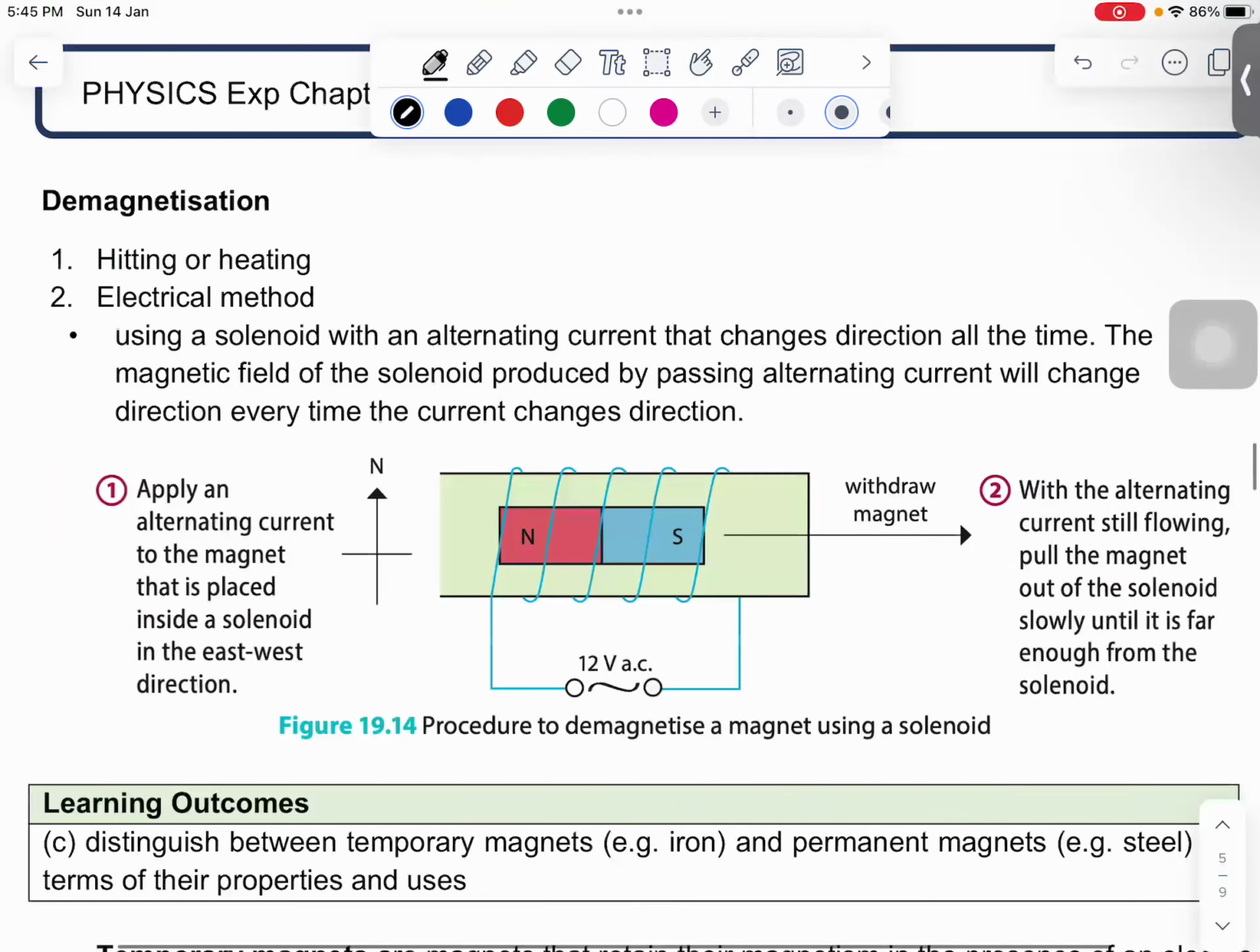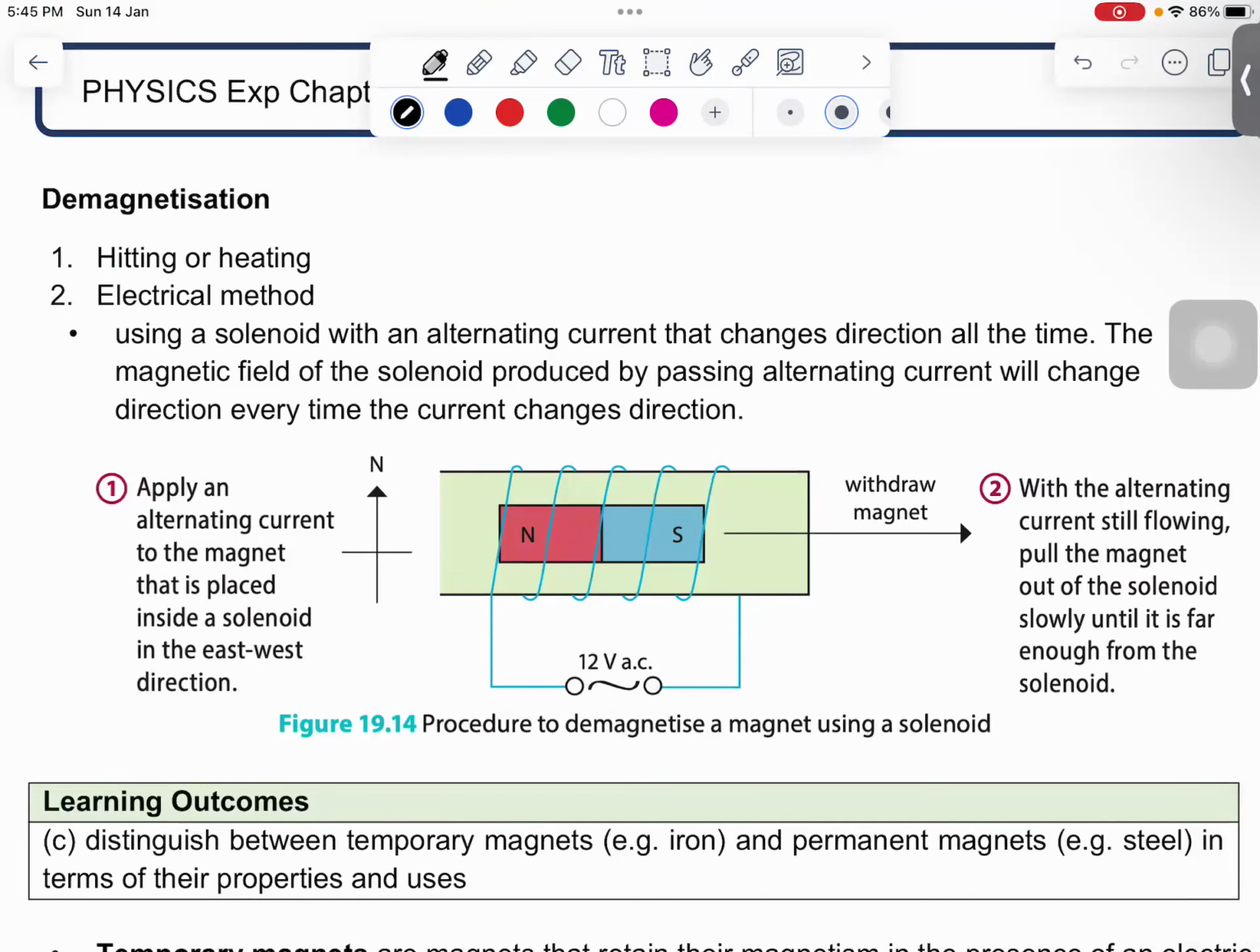So we talk about creating magnets. So how do we destroy magnets? It's something called demagnetization. You can either hit the thing using fire, flame, or physically hit the magnet. Another way is the electrical method. That's how we talk about creating a magnet using current, a solenoid.